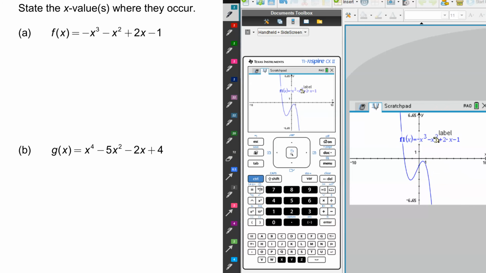Can you see what's happening right here? I'm switching from going down to going up. So that's going to be a 50-50 shot. It's either min or max. This right here is a min. Is it a relative min or an absolute min?